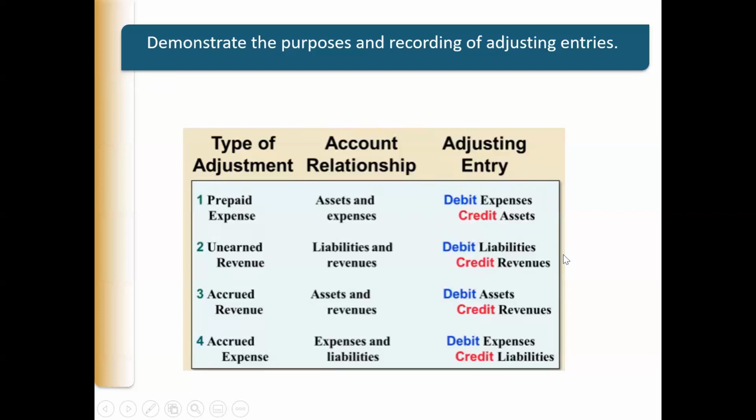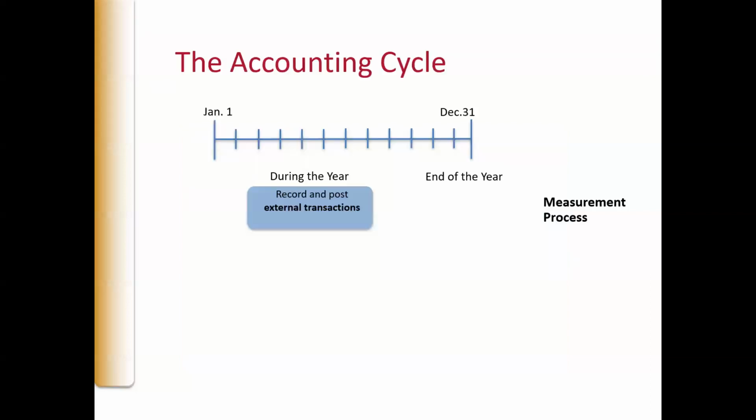Or an accrued expense means we received that utility bill in the mail, but we haven't paid it yet. So don't we need to show that utility bill as an expense and then accounts payable? These are the 4 adjusting journal entries we're going to talk about.